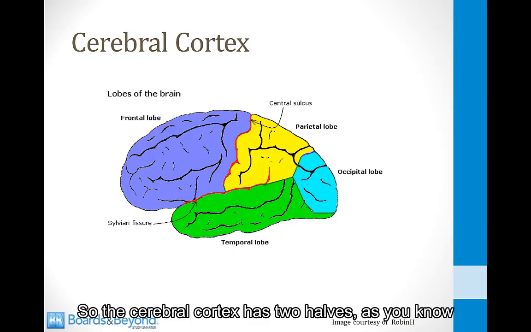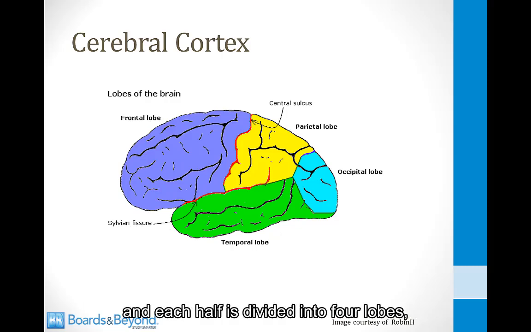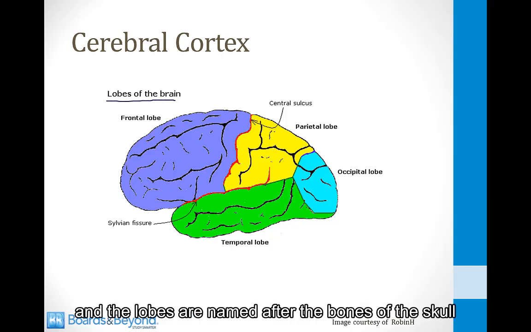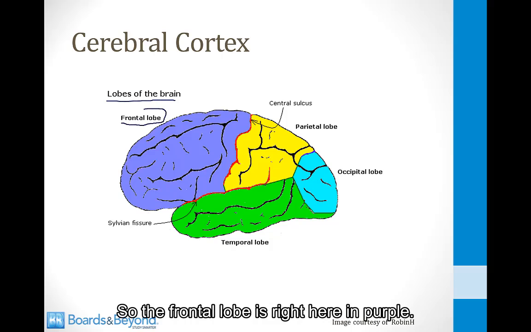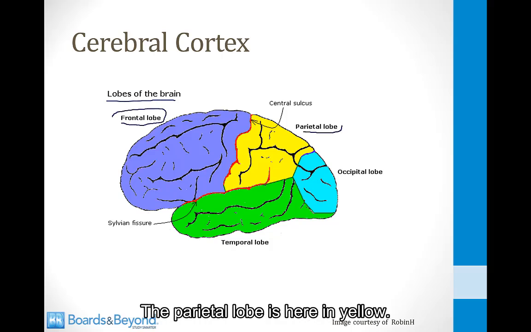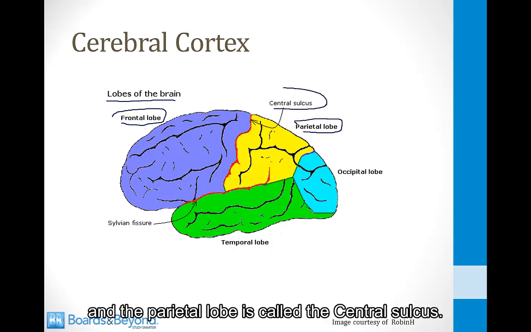So the cerebral cortex has two halves, as you know, and each half is divided into four lobes. And the lobes are named after the bones of the skull that sit right near them. So the frontal lobe is right here in purple, the parietal lobe is here in yellow, and the space between the frontal lobe and the parietal lobe is called the central sulcus.